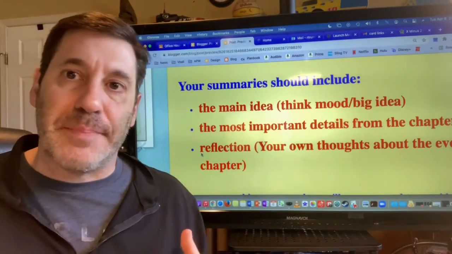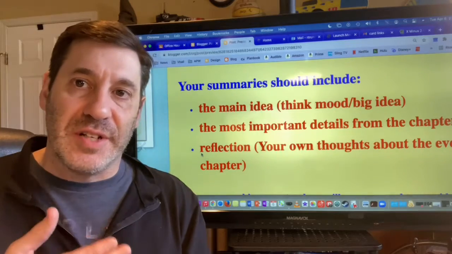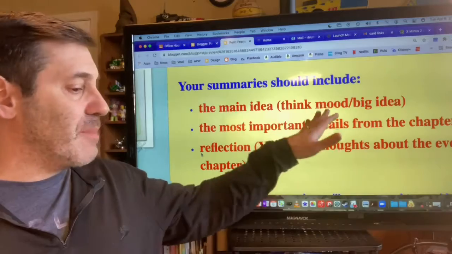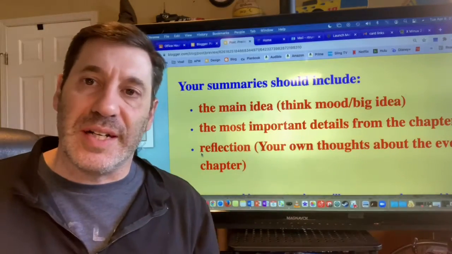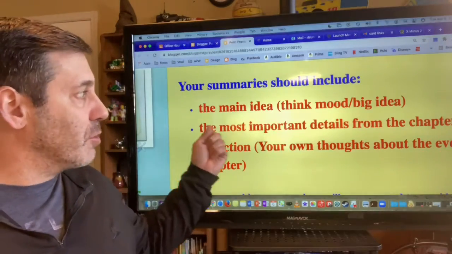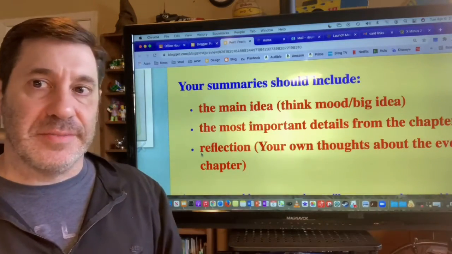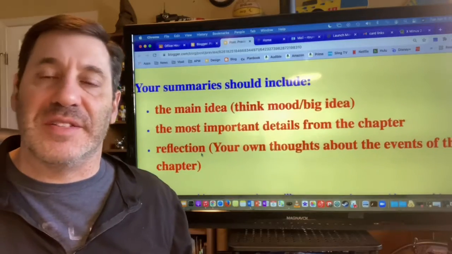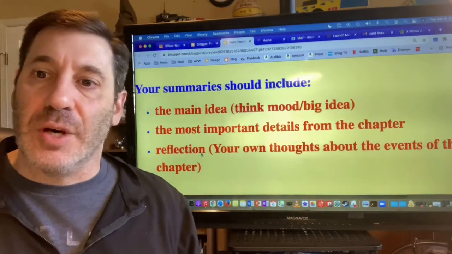In this chapter, we learn about the legend of the Chamber of Secrets. That's a really big idea. We can also think about the mood and think about how the mood is starting to get darker and scarier in this chapter. We have to include the most important details. And we have to include our reflection, which is our thoughts about the events of the chapter. Okay, so let's dive in.